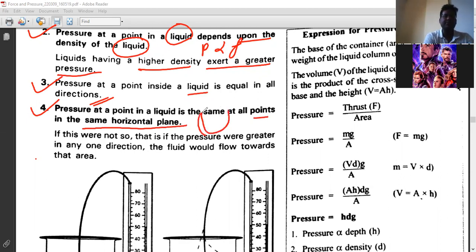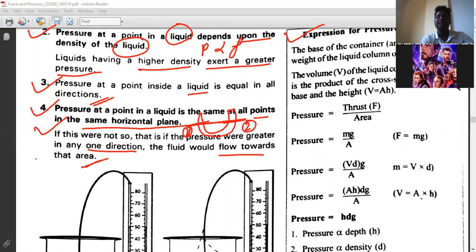Suppose I have taken a U-tube. This is point 1, this is point 2. These two points are lying in a horizontal plane. So points A and B have the same pressure, because they are on the same horizontal level. If it were not so, that is, if the pressure were greater in one direction, the liquid would flow towards that area. Then liquid would flow from point 1 to point 2 due to the difference in the pressure. Now look at the expression for pressure in a liquid.